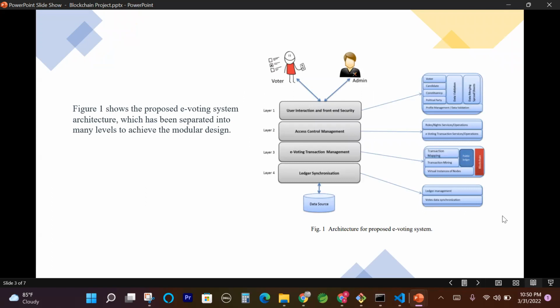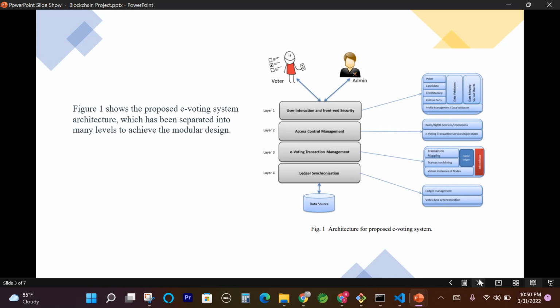In this slide, we have mentioned the proposed e-voting system architecture, with various levels of user interaction, front-end security, what the admin does, what voters do, and also the various data sources which we have. And from here on, my friend Divya will continue.